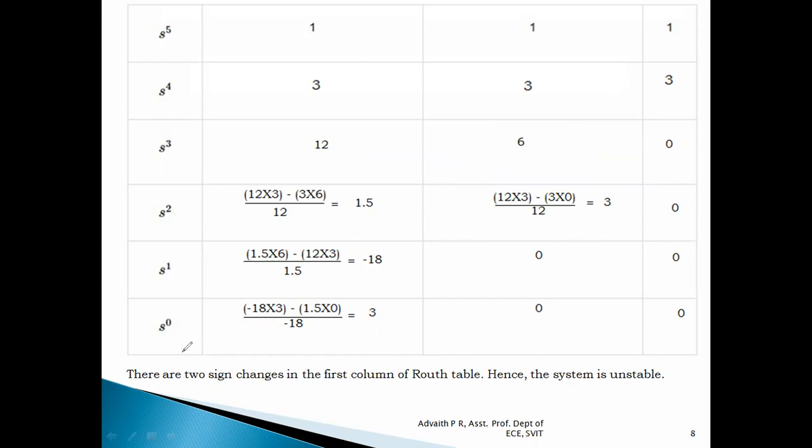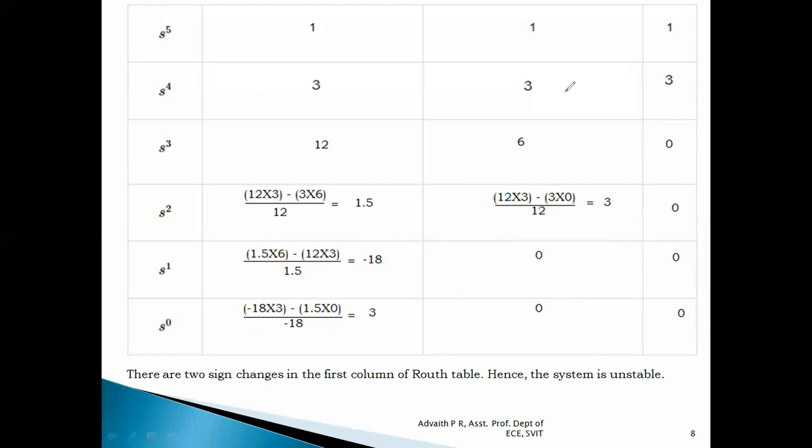Next, to get the value corresponding to the last row, the s to the power of 0 row, minus 18 into 3 minus 1.5 into 0 divided by minus 18. The value which we get is 3. Similarly, minus 18 multiplied by 0 minus 1.5 into 0 divided by minus 18 will give us 0. Similarly, the next element will also be equal to 0, and the next value will also be equal to 0.